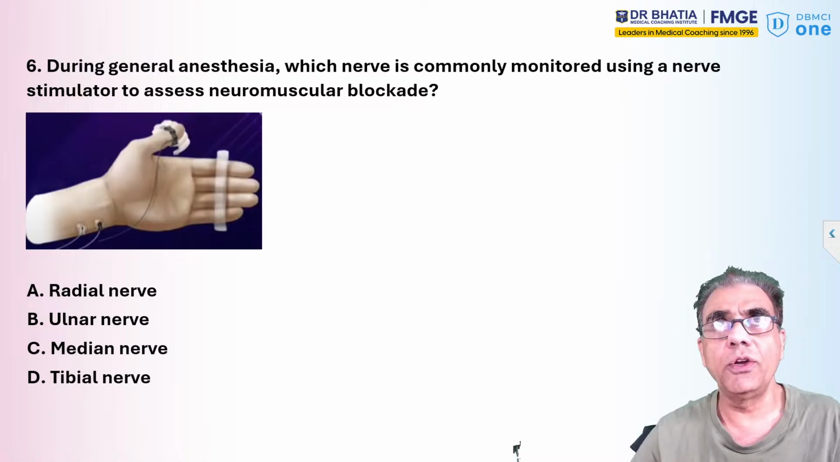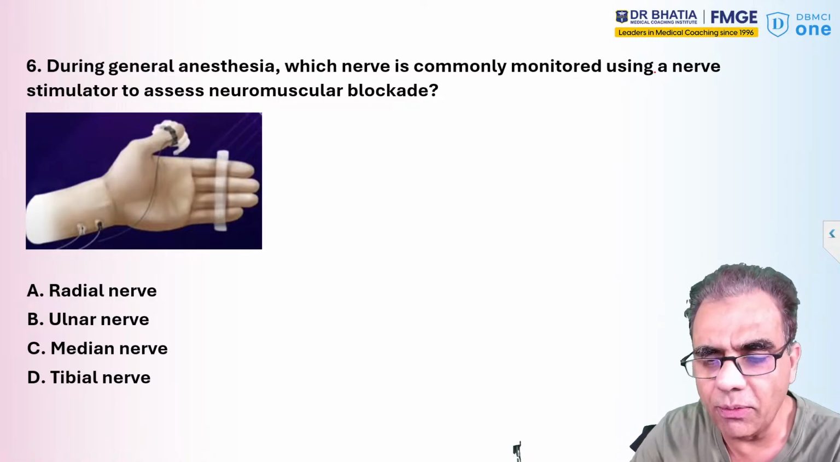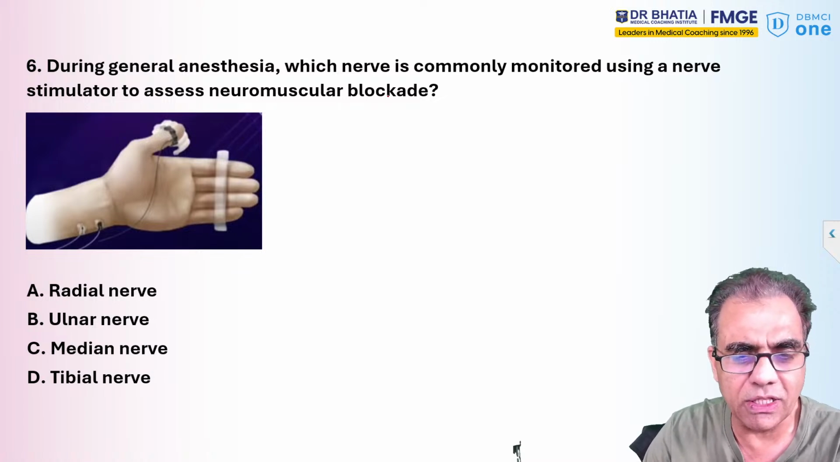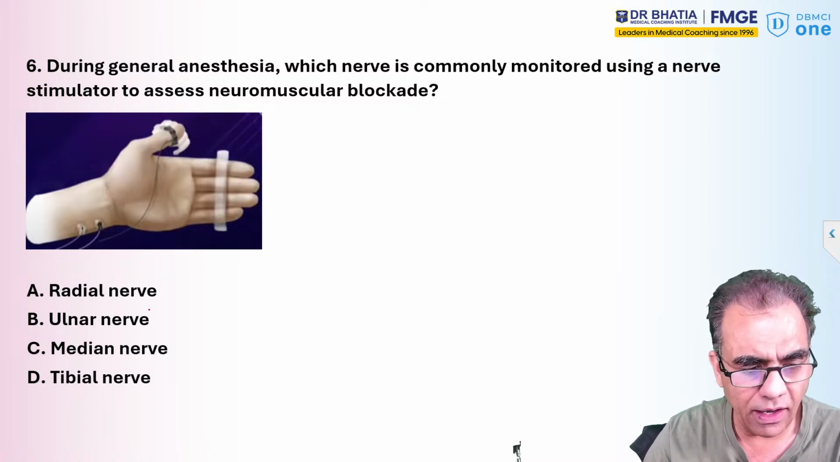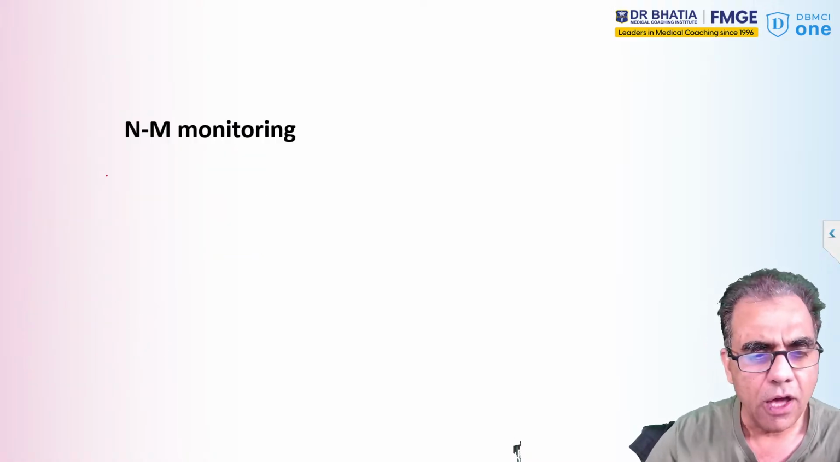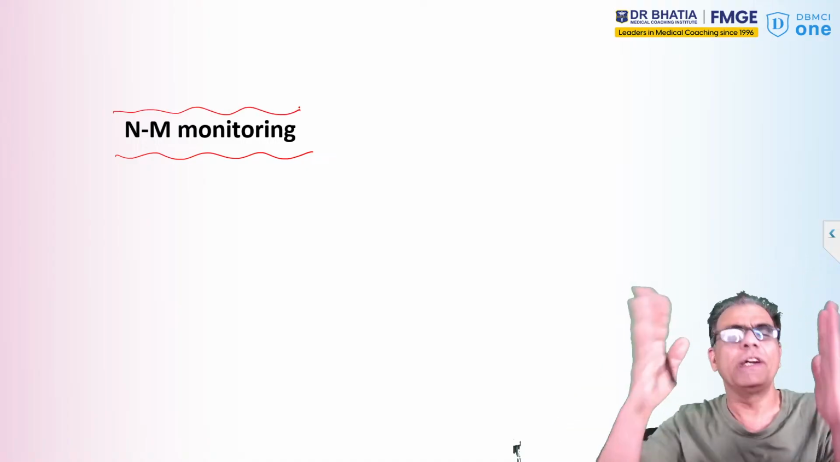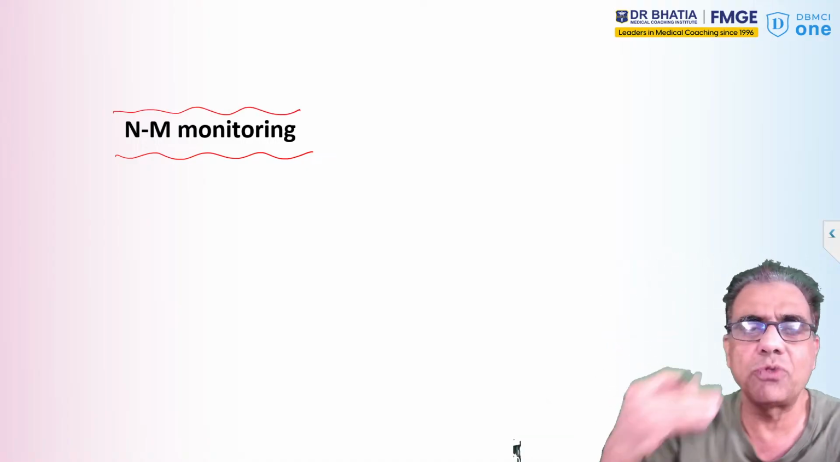Question number 6. During GA, which nerve is most commonly stimulated by a nerve stimulator to assess neuromuscular blockade? Radial, ulnar, median, tibial. I'll just come back to this question. Neuromuscular monitoring. Of course, detail is not expected even at the undergraduate level.